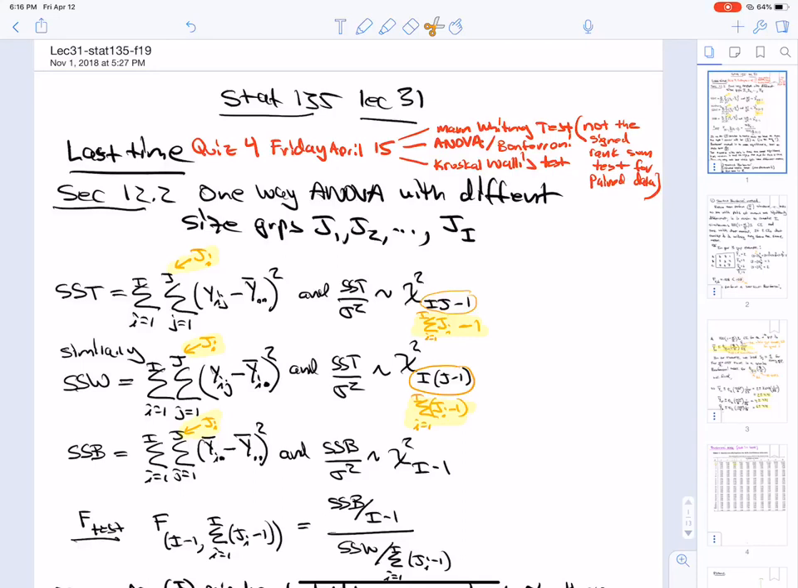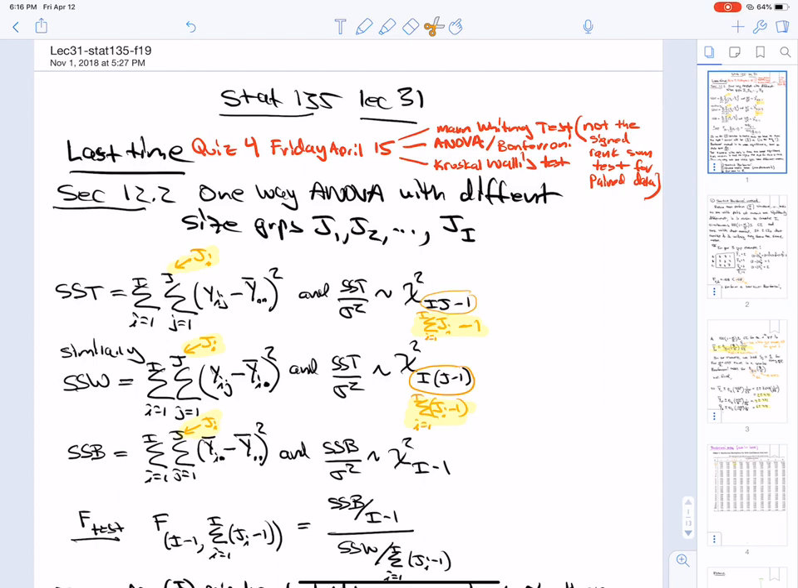Wallace test, which we'll talk about today. Last time we talked about ANOVA, but this time we're going to include different size groups, J1 up to Ji. So it's just small changes for SST now. In the formula for SST, instead of J, we'll have J sub I.